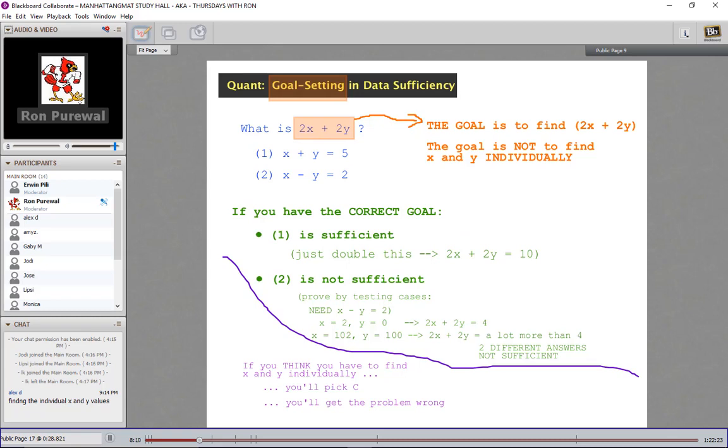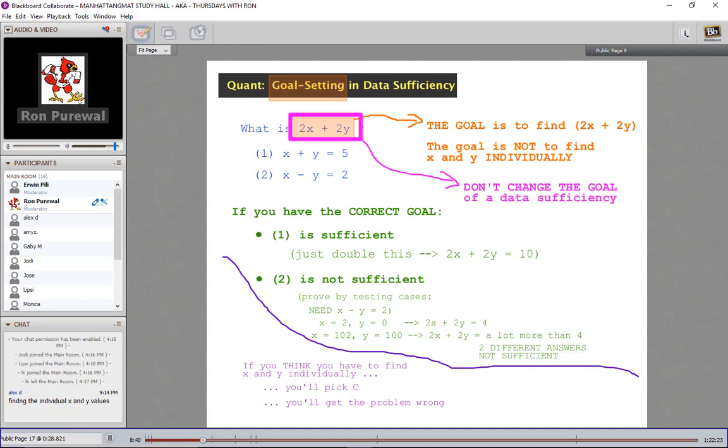The takeaway from this problem is not hard, obviously, but it's very basic. But you can learn a lot. You can learn most of what you need to learn from super basic problems. So what you should take away from this forever and ever is you need to be really precise about the goals. Don't change the goals of a data sufficiency problem. Don't do it.